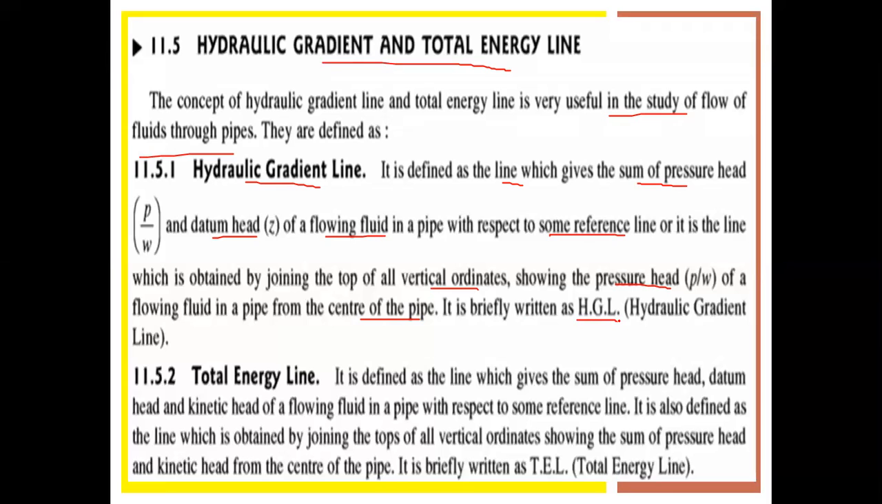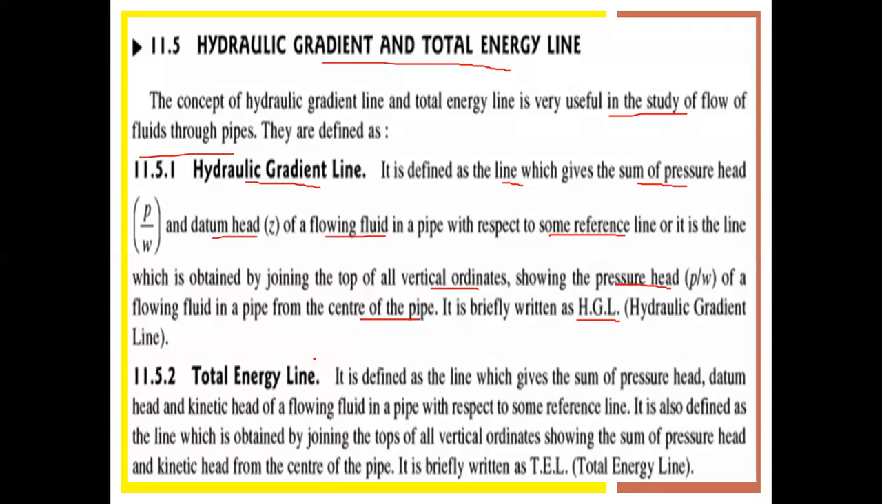It is defined as the sum of the pressure head and datum head Z of the flowing fluid in the pipe with respect to some reference line at the center of the pipe, and is known as the hydraulic gradient line. This is the definition of the hydraulic gradient line.